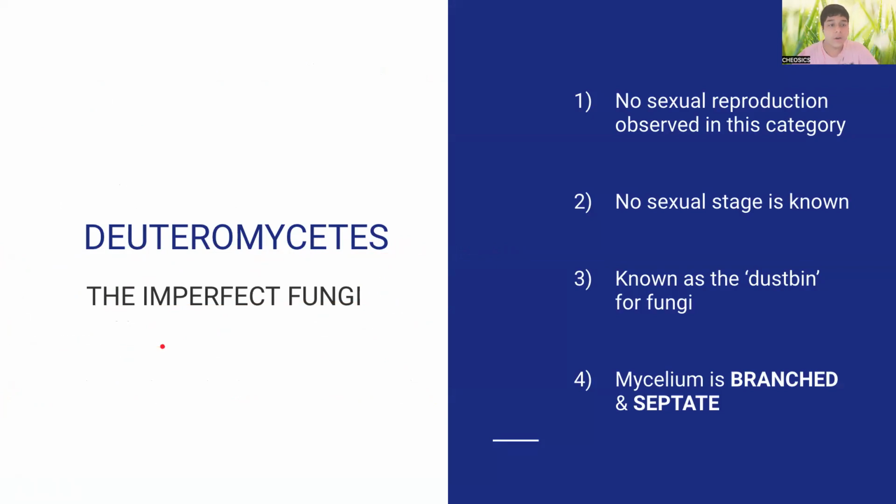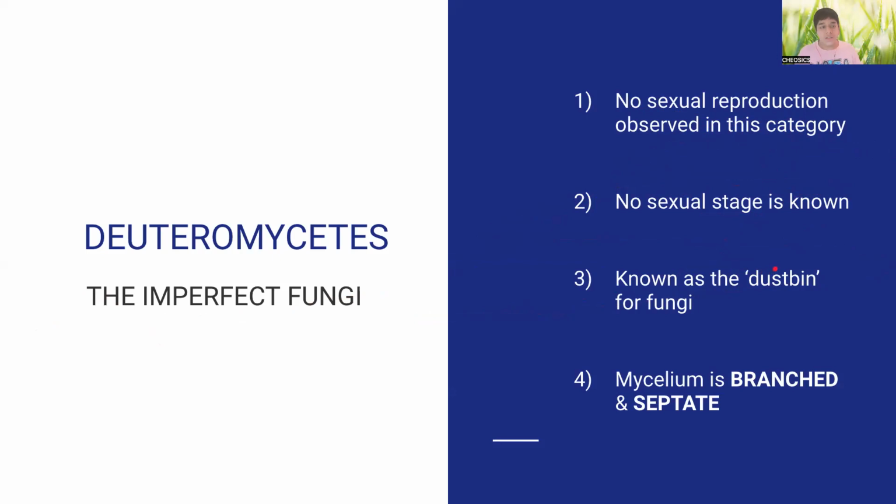It's called your imperfect fungi. Like I said at the start of the video, Deuteromycetes are a type of fungi which are not exactly like Basidiomycetes, Ascomycetes and Phycomycetes. They're kind of a different thing. They're imperfect fungi. There's no sexual reproduction, so it's a very weird, very uncanny type of fungus. Because there's no sexual reproduction, there's no sexual stage known for them.